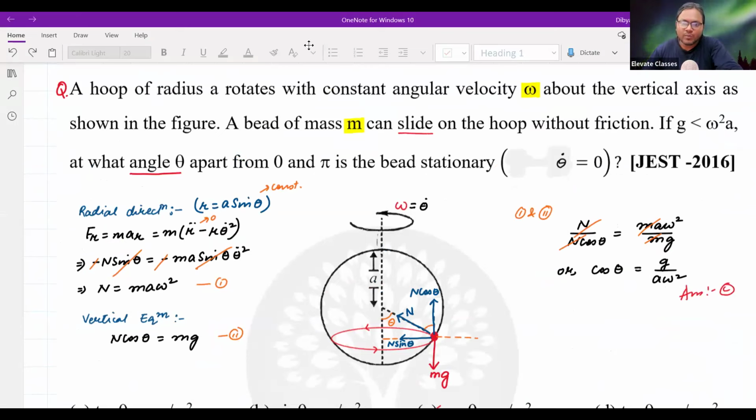At theta equal to pi, there are no forces, zero force. But it's an unstable equilibrium because if I do a little perturbation, it will fall down. So both 0 and pi are equilibrium. It will be a stationary situation, but one is stable, the other is unstable. But the question here is that apart from these two, there is one more point.